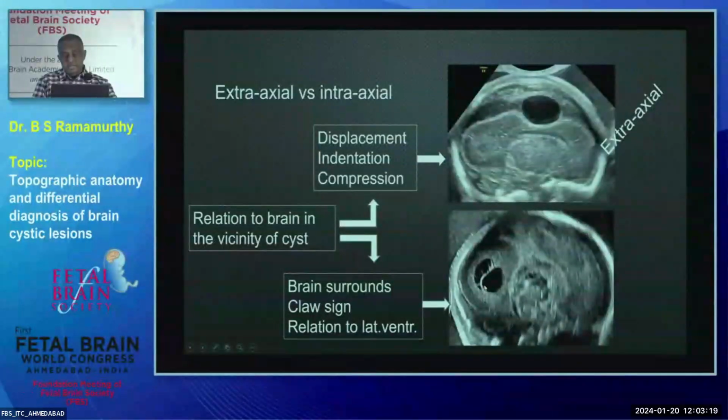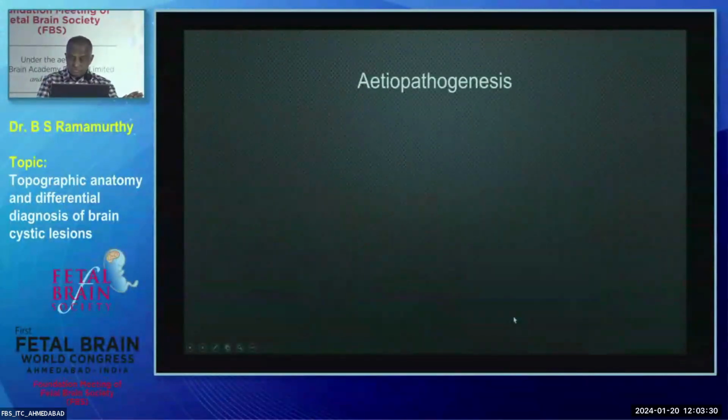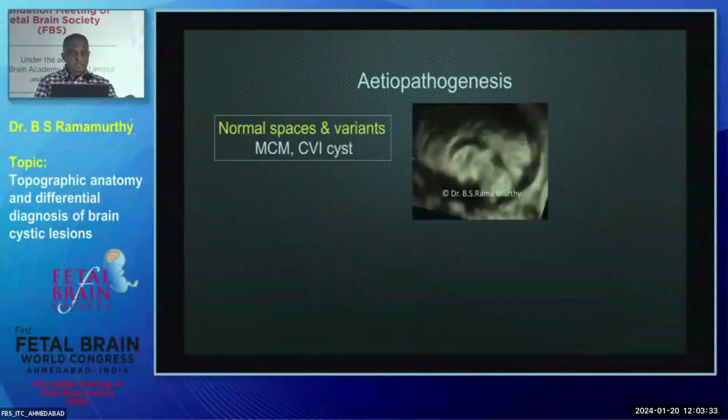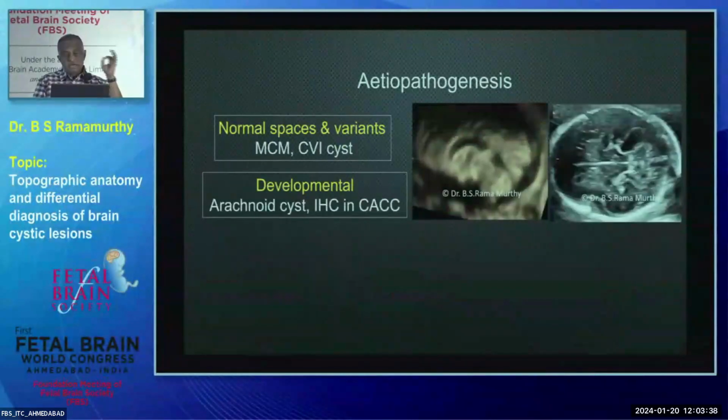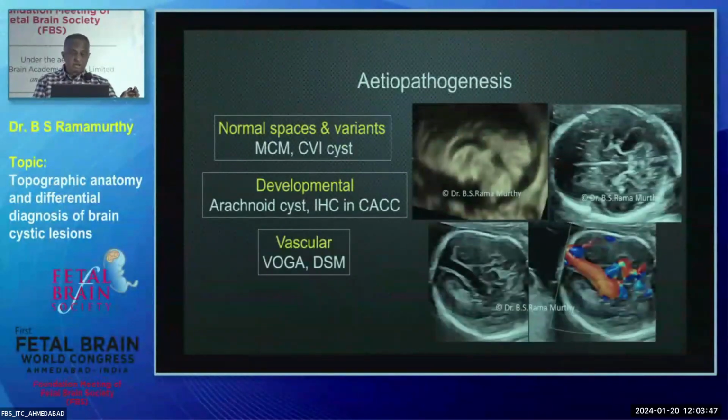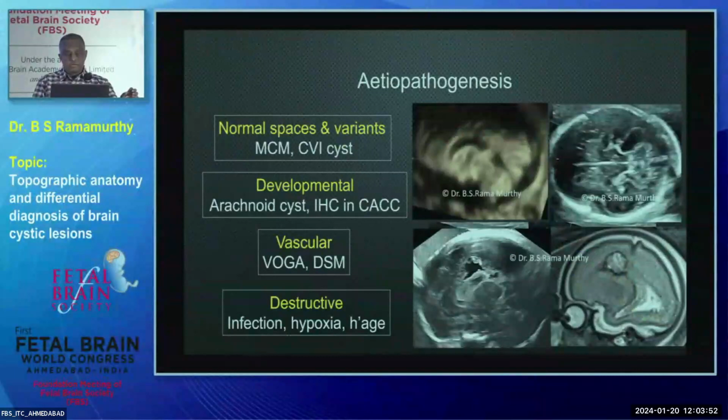And this is a classical example. You see the cyst, its relation to the lateral ventricle, and you see the brain parenchyma, which is actually surrounding the cyst all around. And clearly, you say that this is intraaxial. Looking at the etiopathogenesis: normal spaces, yes. Megacisterna magna, Blake's pouch cyst, developmental arachnoid cyst, interhemispheric cyst in complete agenesis of corpus callosum. It could be vascular in origin, as in a vein of Galen aneurysm or a dural sinus malformation, and it could be destructive in origin, for example, infection, hypoxia, and hemorrhage, as you can see in the examples out over here.